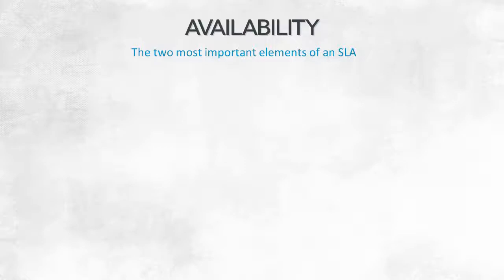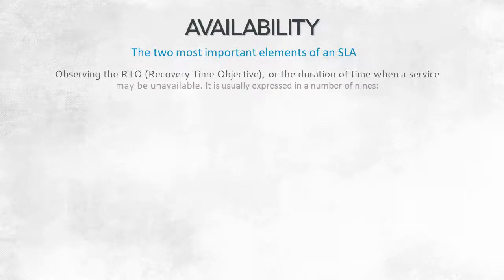The key elements of the agreement are Recovery Time Objective, RTO, which is the duration of time in which a service can be unavailable. Most often calculated as a percentage. The closer to 100%, the longer the information needs to be available. And Recovery Point Objective, RPO, which is the amount of data that can be lost in the event of a failure.